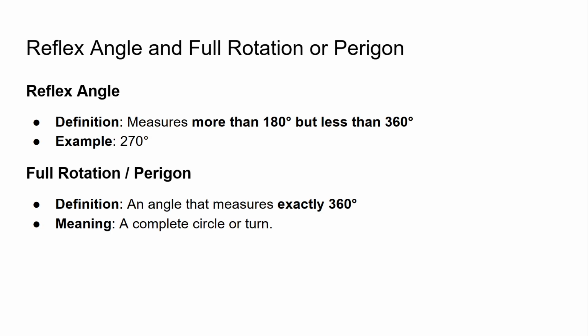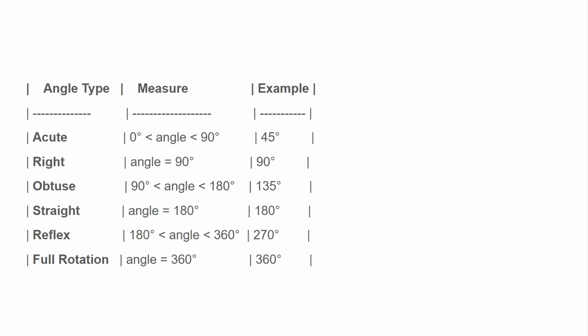Reflex angle and full rotation, or perigon. A reflex angle, by definition, measures more than 180 degrees, but less than 360 degrees. For example, 270 degrees. Now, a full rotation, or perigon, by definition, is an angle that measures exactly 360 degrees. This means it is a complete circle or a turn.